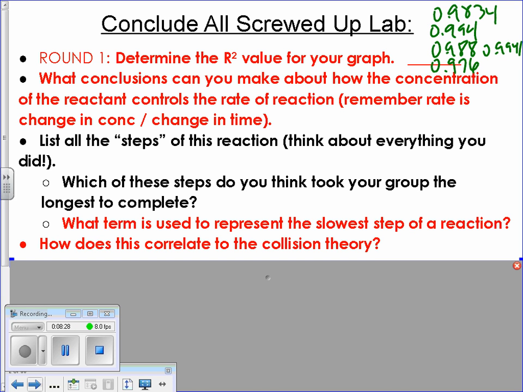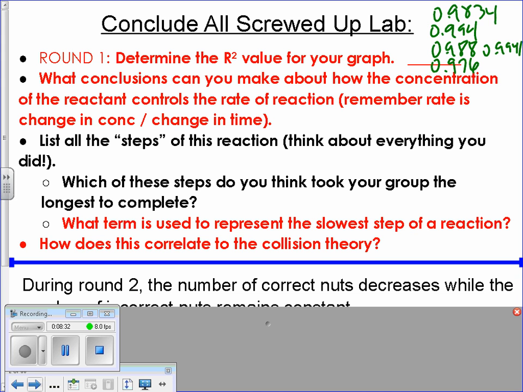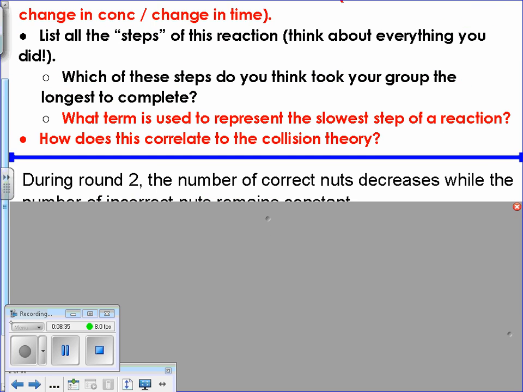So how does this correlate to collision theory? I think we already talked about this. It's just correct orientation. Okay. This is not everything I'm doing, just showing you some other stuff.